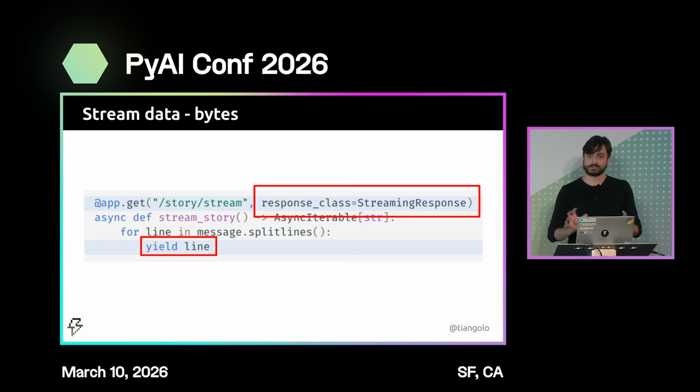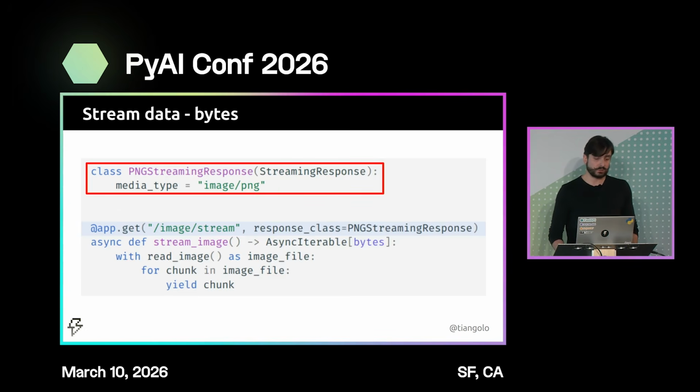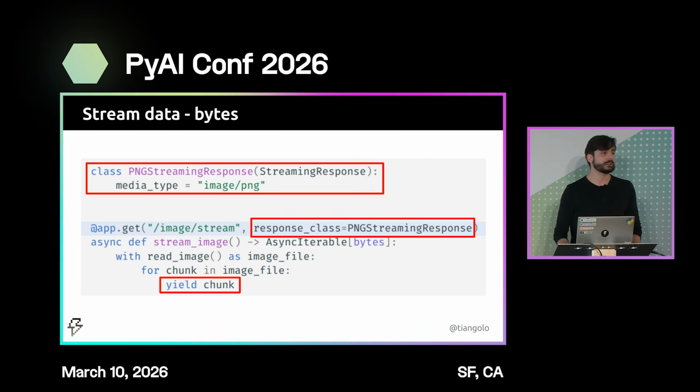So the idea with this is that you can have very simple code that does everything that needs to be done underneath. And you can also, for example, subclass this streaming response just to set the media type or the content type. So you can say, okay, this is actually going to return an image PNG so that the client knows what it's receiving. And then just use that response class and iterate as normal.